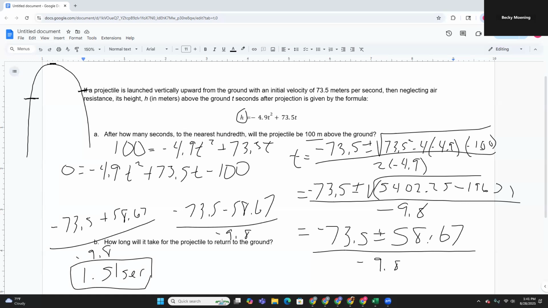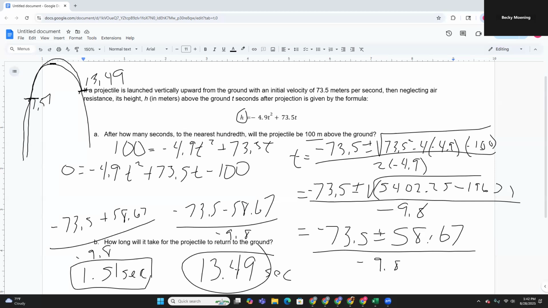These work because we have a negative in the numerator, we have a negative in the denominator, and as we know, two negatives makes a positive. So both 13.49 seconds and 1.51 seconds. What that means is that the thing takes off, and at 1.51 seconds, it hits 100 meters, and then it keeps going up, turns around, comes back, and then at 13.49 seconds, it hits 100 meters again. So there's two different times because it hits once on the way up, once on the way down.